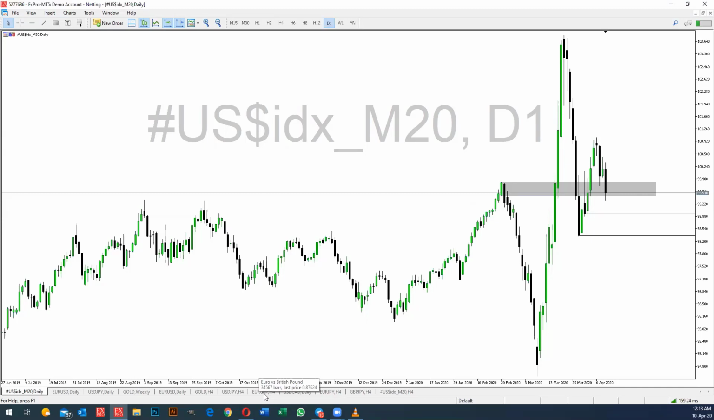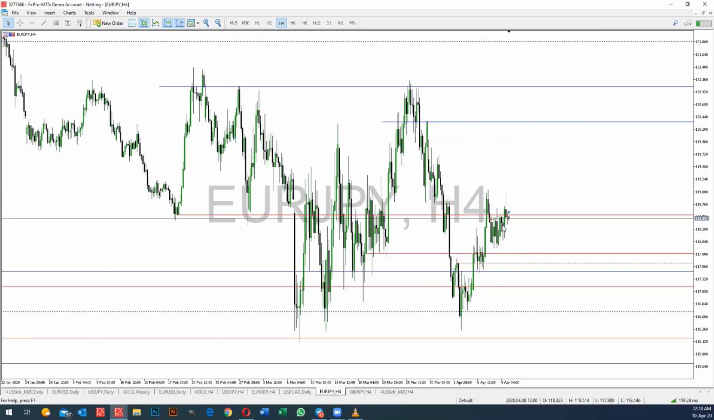Euro yen. Where's my euro yen? There. All right. Euro yen, we've reached our daily order block. But these spikes. Right, we spiked up here. I don't know, if I see spikes too much, I get confused.